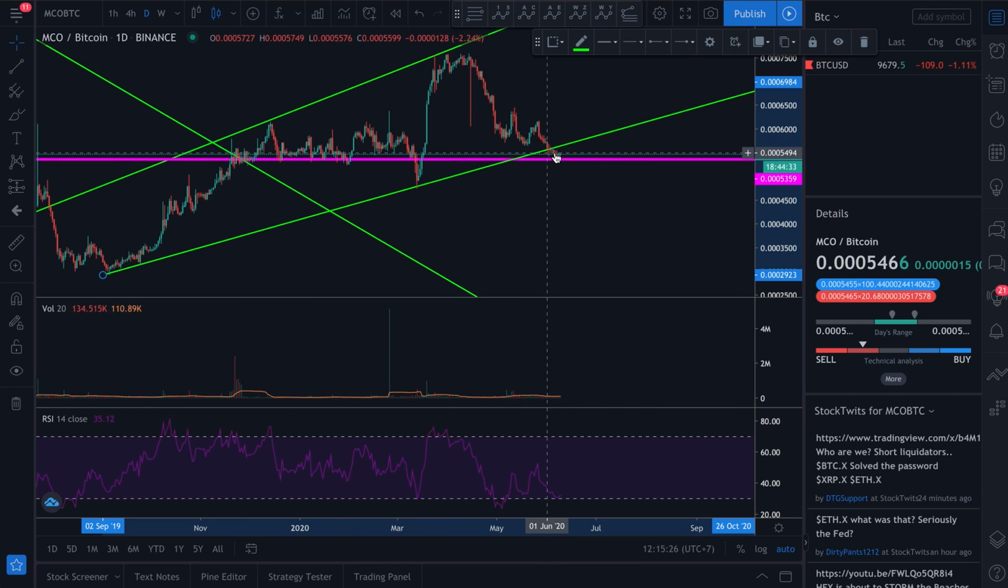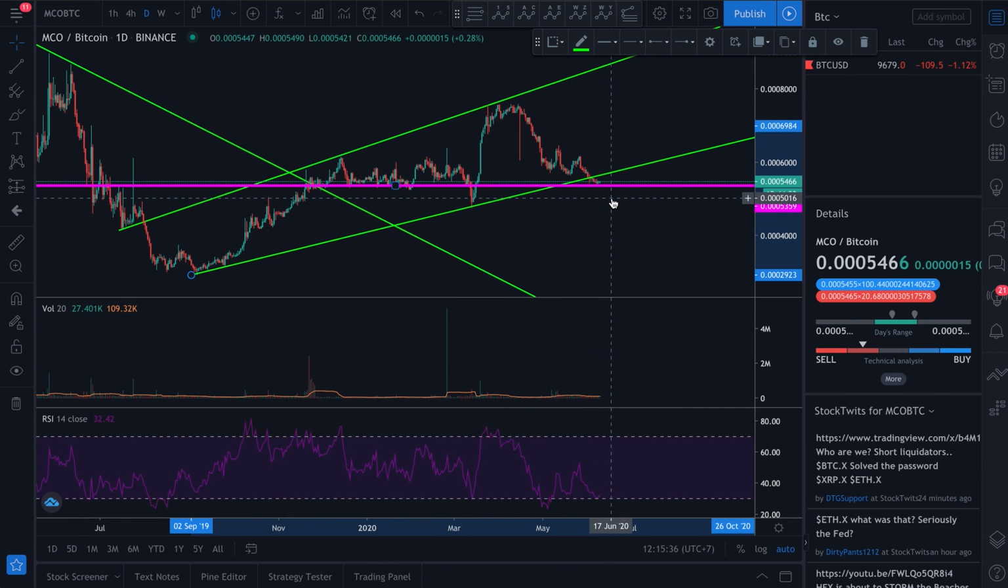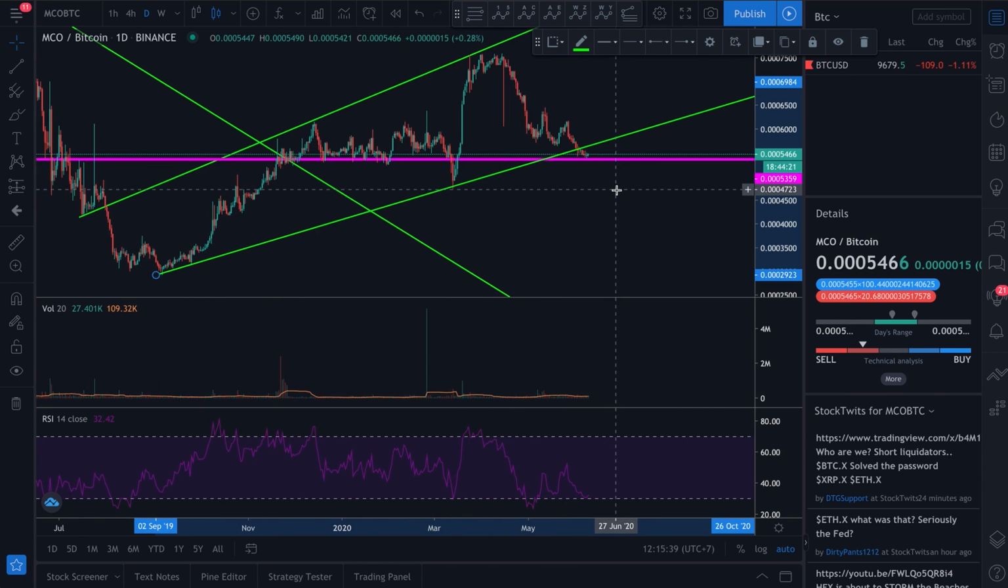So it looks like it's breaking this line here, but we are here in this horizontal line. So that may be working as a support as well.